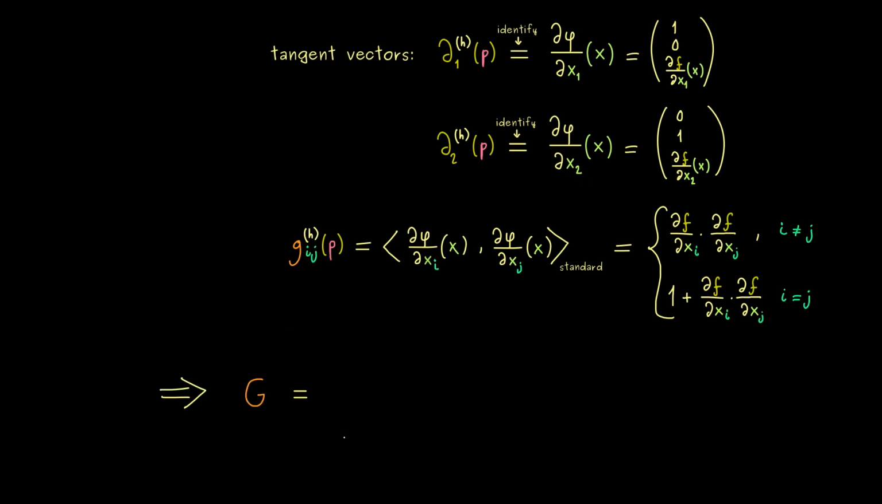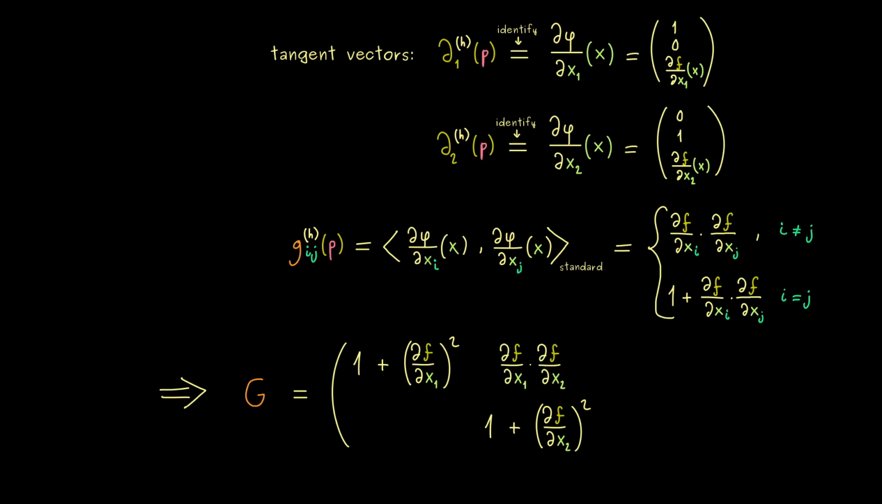This simply means that our G is a 2 times 2 matrix. On the diagonal we have 1 plus df dx1 squared and 1 plus df dx2 squared. And then on the off diagonal we don't have the 1 in front, we just have df dx1 times df dx2. And of course we have the same entry here and there because it's just a product. Okay, I omitted the notation here, but you know everything depends on the point x here as well.